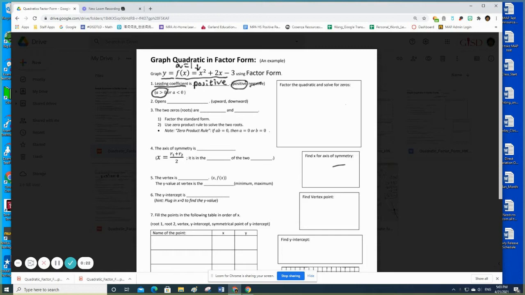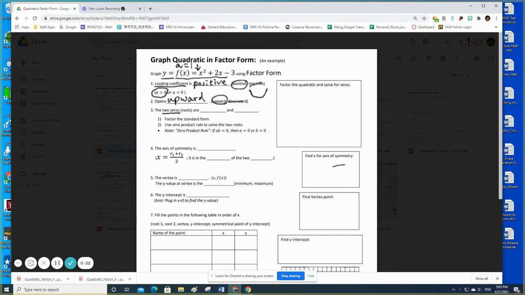If the leading coefficient is positive, the quadratic will open upwards. So let's fill the blank upwards. That means the quadratic will look something like this. Opens upwards. The first important thing we need to do now is to find the two zeros.